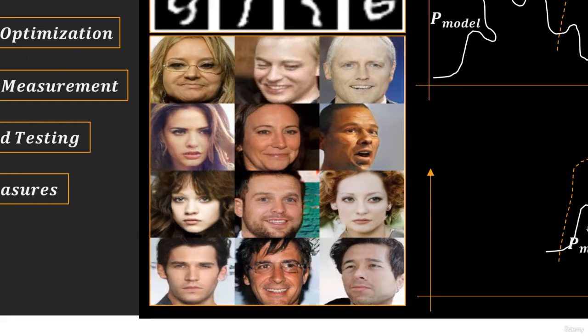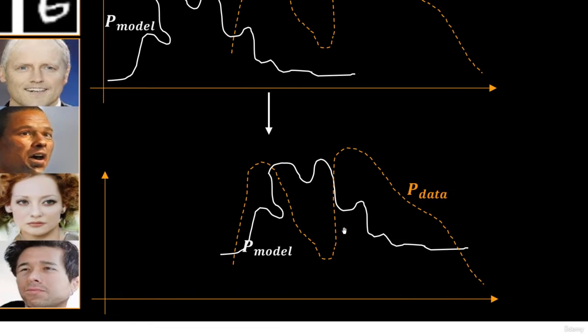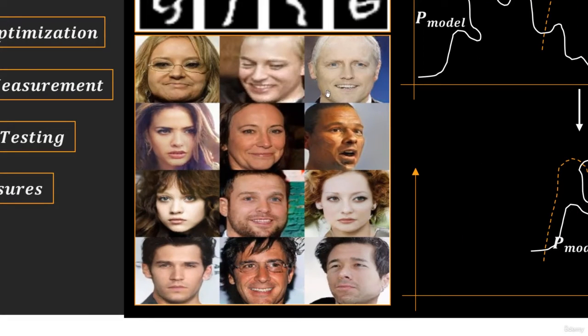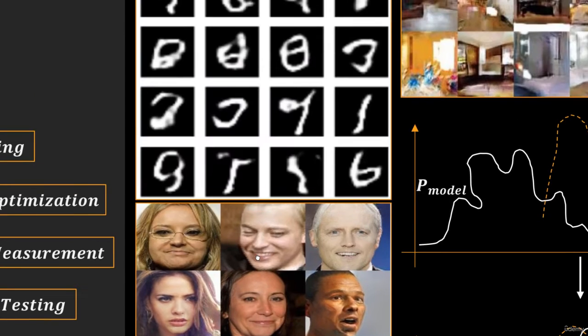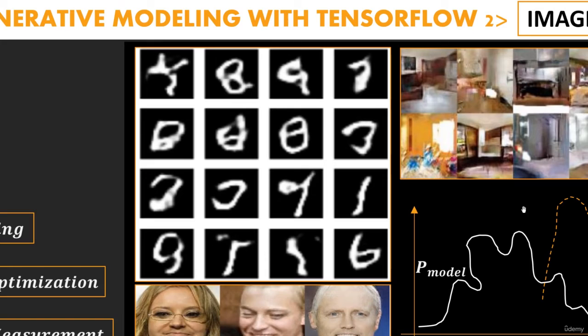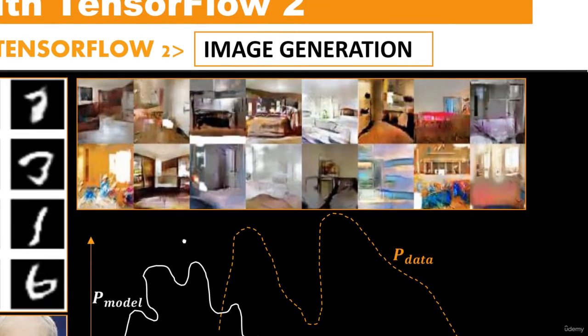Now recall that P data is the actual distribution from which data comes, which is made of real images, while the P model produces these auto-generated images. It's the same for the MNIST and the same for these indoor images.